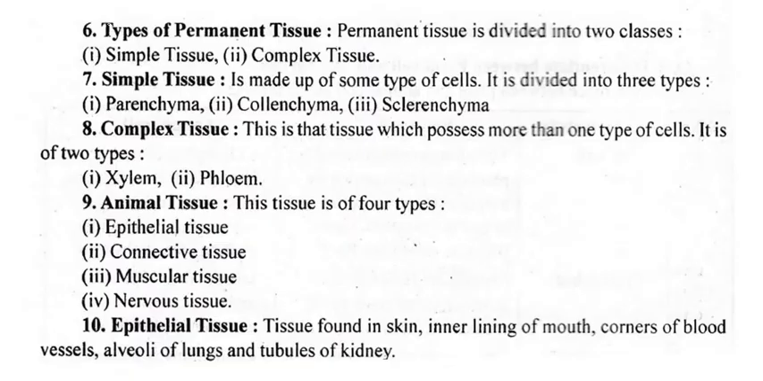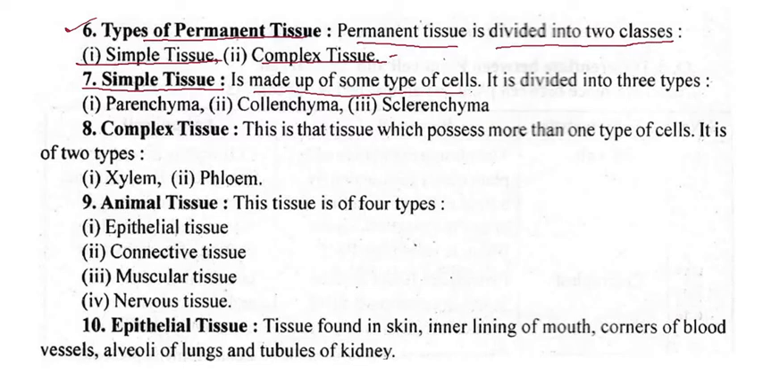Let us see the next, the types of permanent tissues. Permanent tissue is divided into two classes: one is simple tissue, second is complex tissue. Simple tissue is made of one type of cells and it is divided into three types. First one is parenchyma, second one is collenchyma, and third one is sclerenchyma.